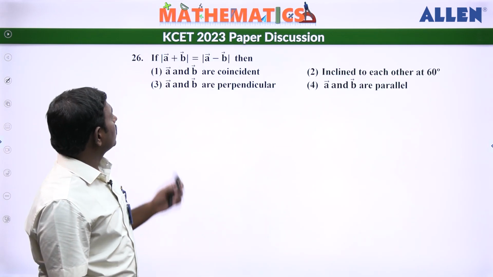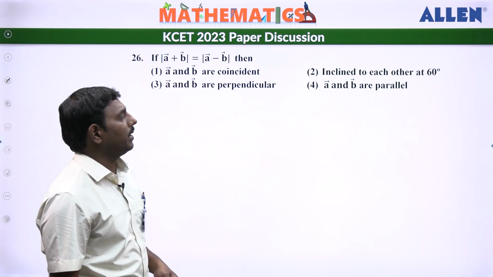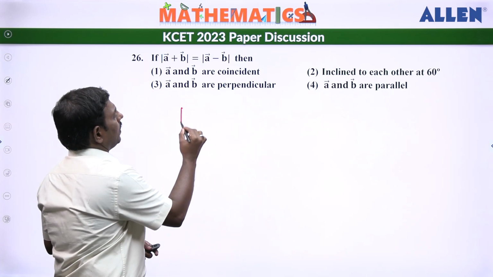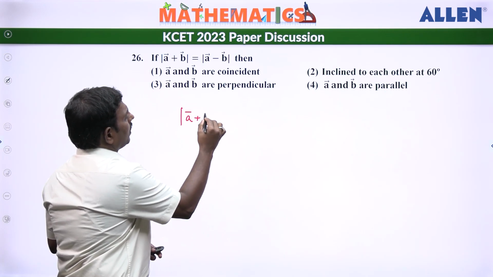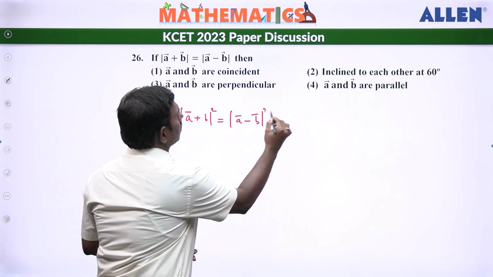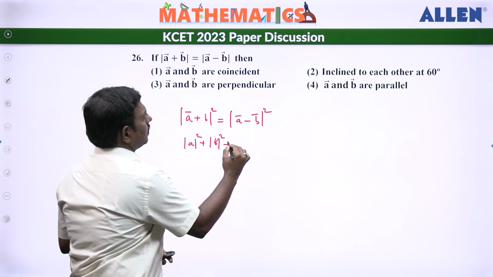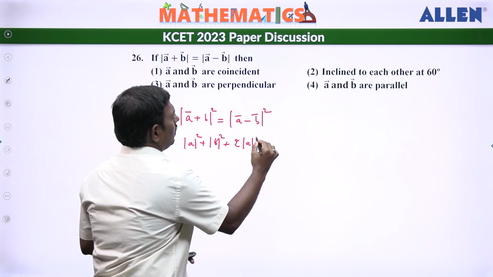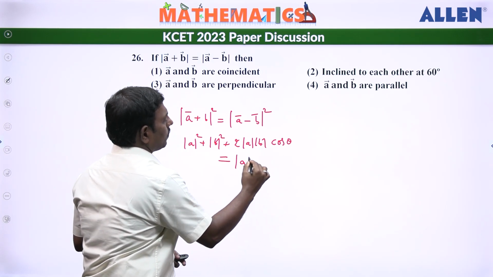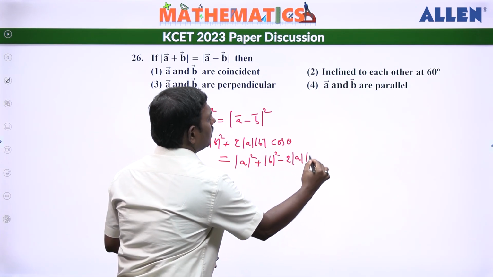Next, I move to question number 26. This is a basic vector question. Mod a plus b is equal to mod a minus b, and we know a and b are perpendicular to each other. So if you square both sides, mod a plus b whole square is equal to mod a minus b whole square. Which is mod a square plus mod b square plus 2 times mod a mod b cos theta is equal to mod a square plus mod b square minus 2 times mod a mod b cos theta.